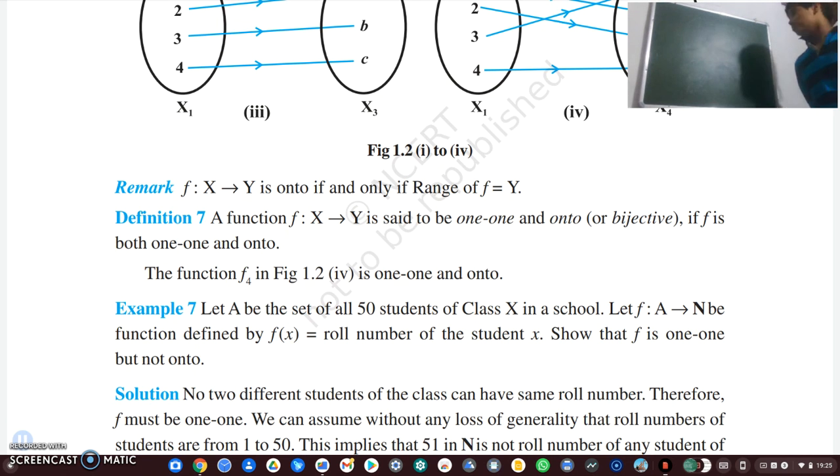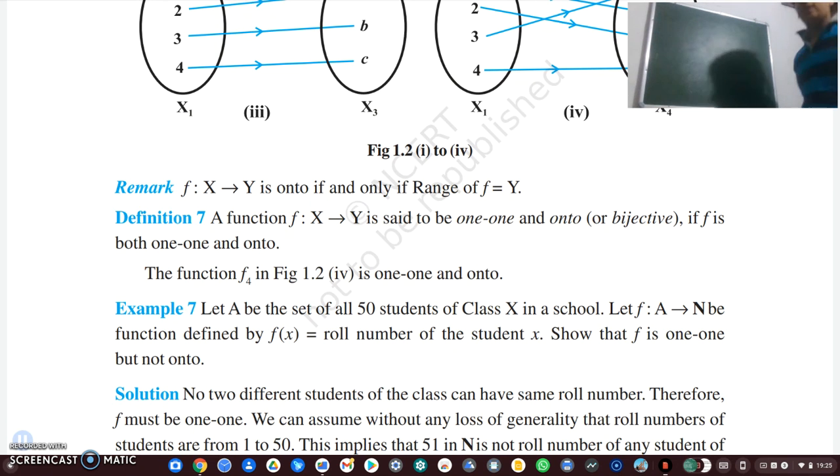Okay, so every element in the codomain should have a unique image in the domain. I'm just giving the definition of function, just the opposite thing. Simple, very simple. Okay, that was 1-1 and onto, as I said.